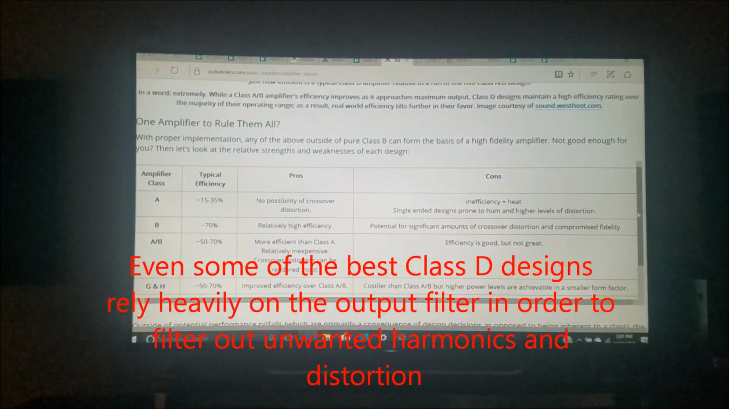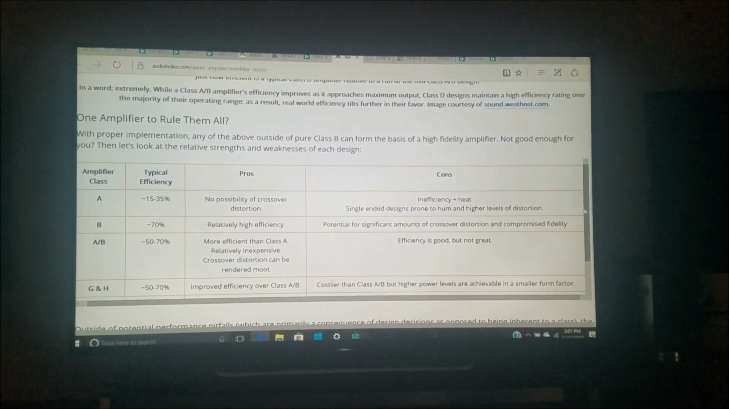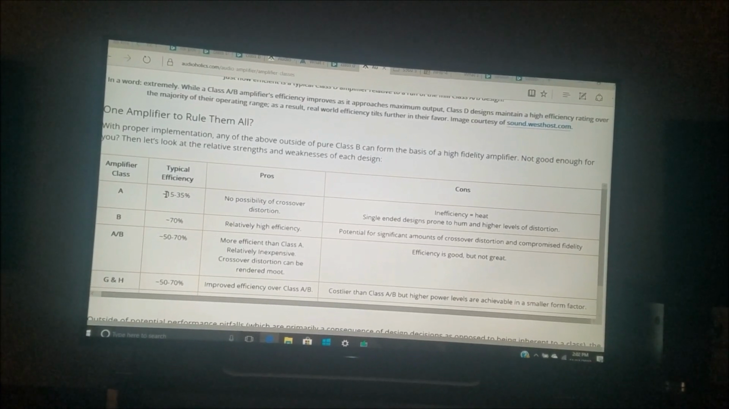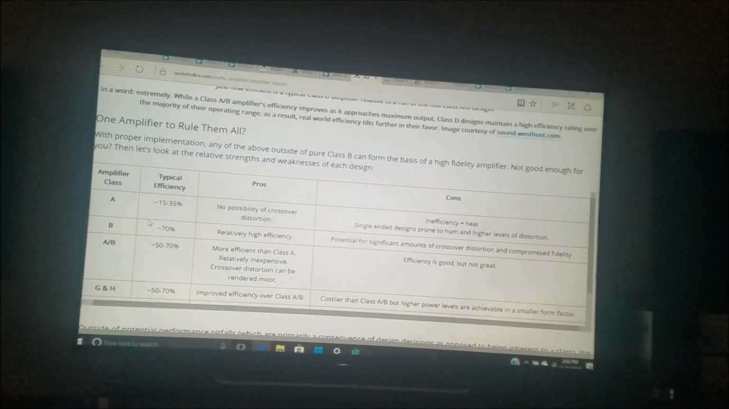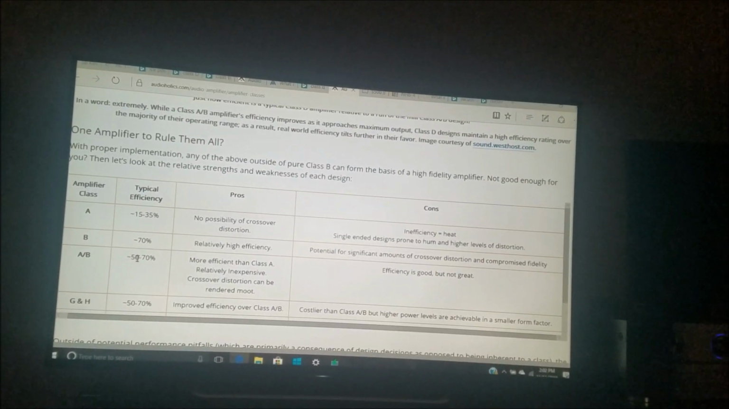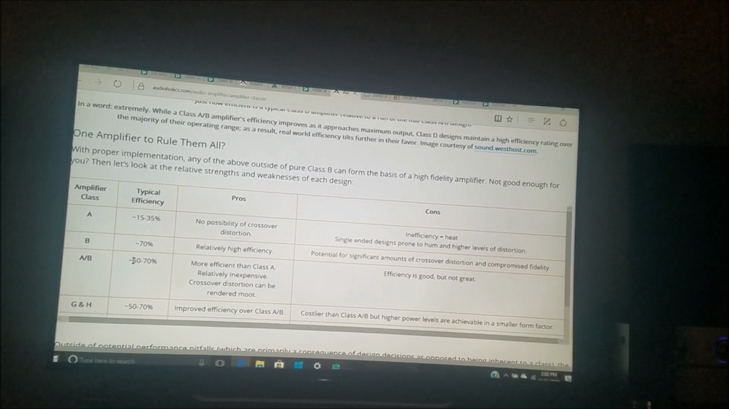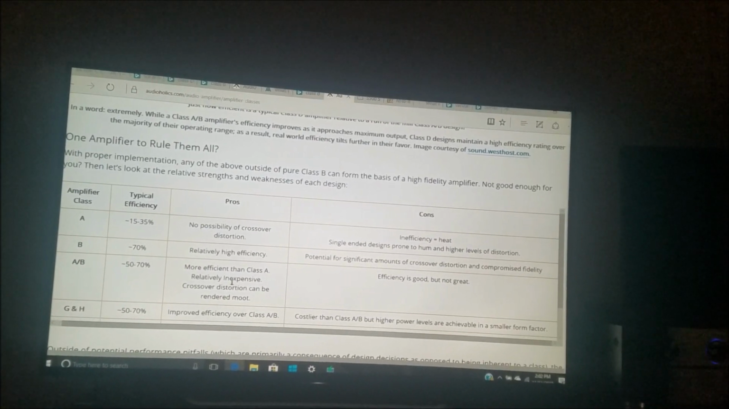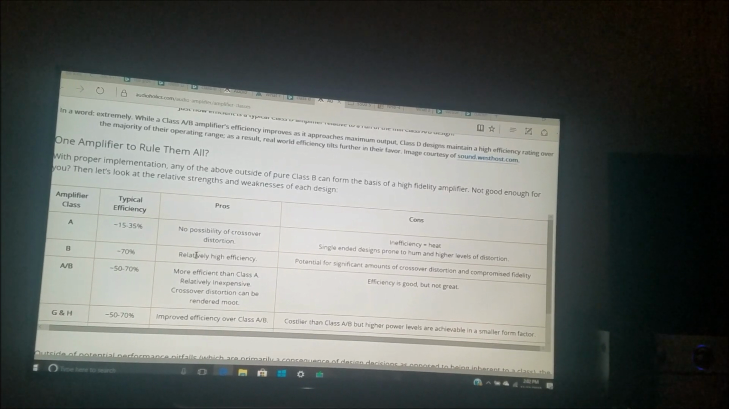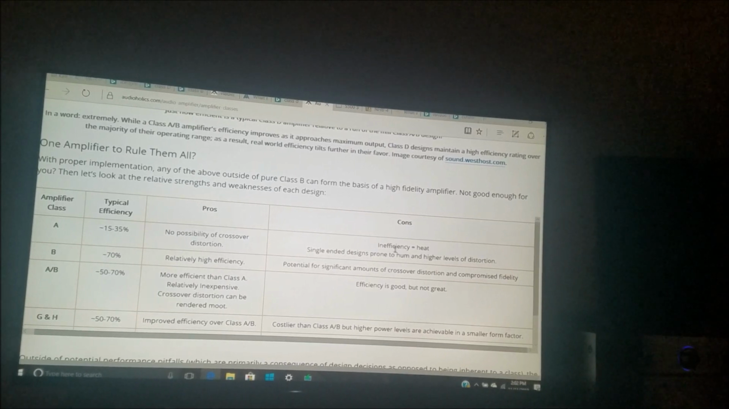But I do want to sum some things up here with help from Audioholics. We want to know at least that Class A is typically 15 to 35% efficient, while B is a little bit higher at 70%, while AB is still lingering at around 50 to 70% efficiency. There's no possibility of crossover distortion with A, and with B it's relatively high efficiency over A, but the con with A is its inefficiency in heat.